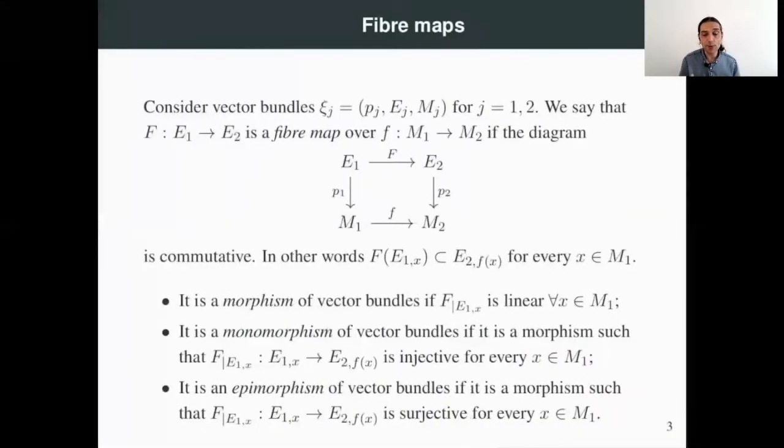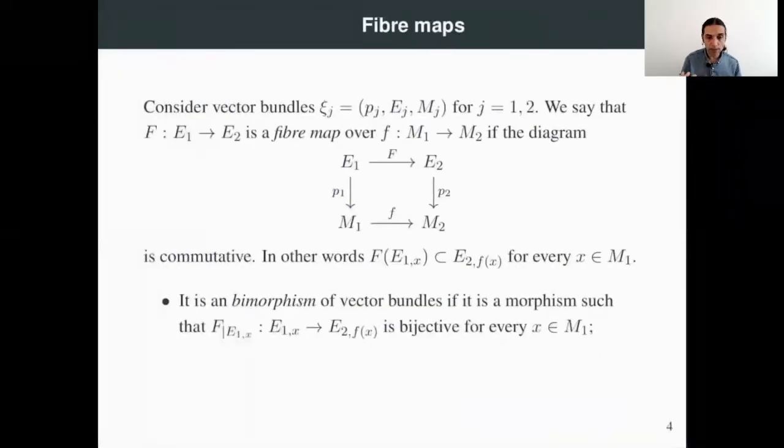If instead of requiring these linear maps to be all injective, we ask them to be all surjective, and of course capital F is a morphism of vector bundles, then we say that capital F is an epimorphism of vector bundles. If we have a morphism of vector bundles such that these linear maps that are induced in the fibers are all isomorphisms, then we say that our fiber map, our morphism, is a bimorphism.